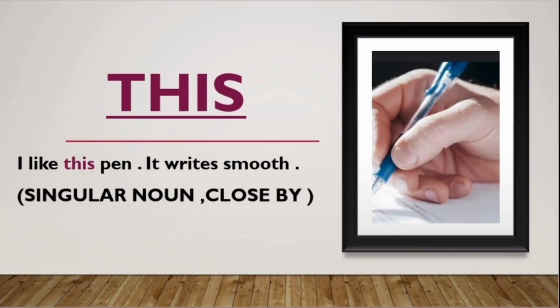Let us talk about this. Now, this is used with singular nouns, right? And those singular nouns should be close to you. So, for one noun which is close to you, you will use this. Have a look at this example here: I like this pen, it writes smooth. We've learnt that this is used with a singular noun and that singular noun should be close to you. So therefore the pen is near to you.